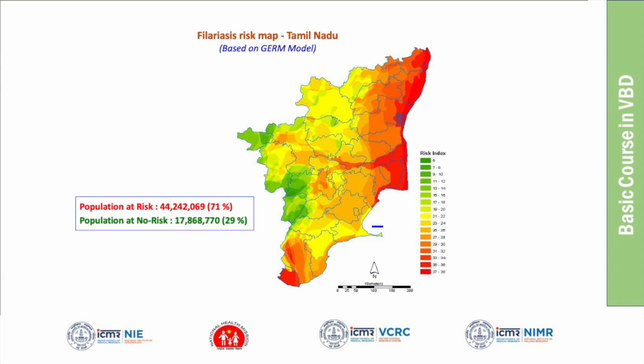And you will be able to tell on this map what the population at risk and at low risk is. You will be able to tell that more than 70% of the population is at risk in the case of Tamil Nadu. We calculated this at that point of time.